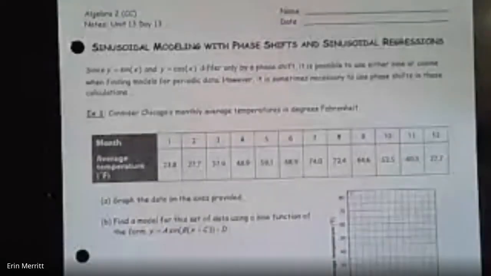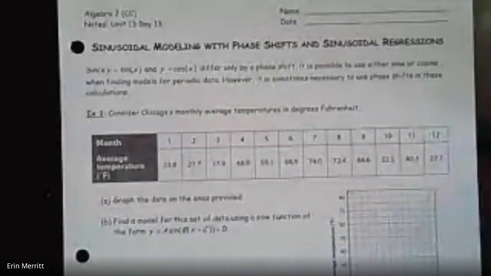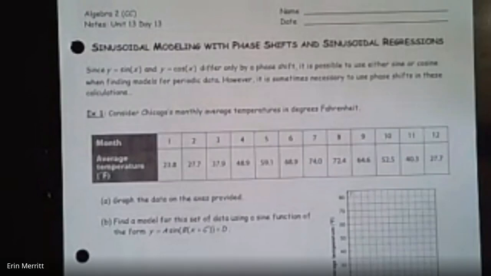All right. So it's saying since sine and cosine differ by only a phase shift, meaning you just shift it over and then it's a sine curve or a cosine curve, you can model anything using sine or cosine. So with that being said, the calculator only does sine regressions because anything that can be modeled with cosine can also be modeled with sine if you just shift it over.